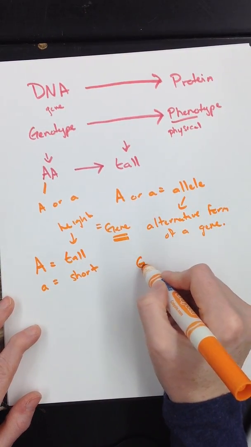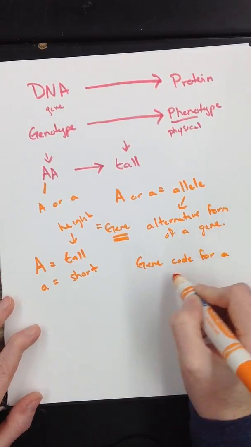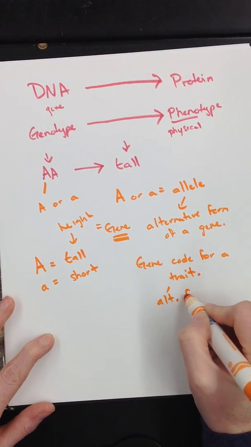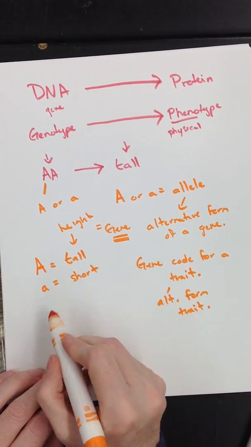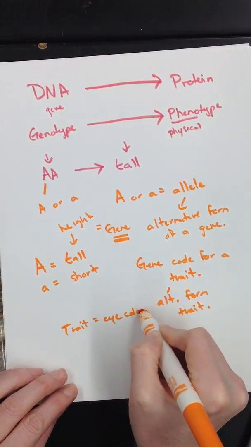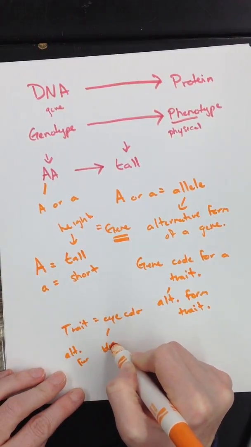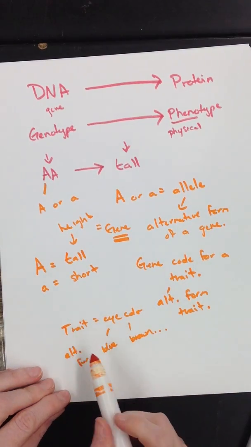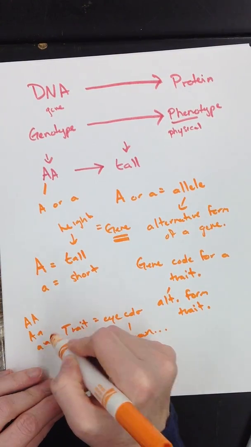So the gene is going to code for a trait, and then I can have alternative forms of a trait. Like maybe my trait is eye color. Well, what are my alternative forms? I can have blue eyes, or I can have brown eyes. That's all it is, but we need to come up with some type of system. That's why we use the letters, either big, big, big, little, or little, little.